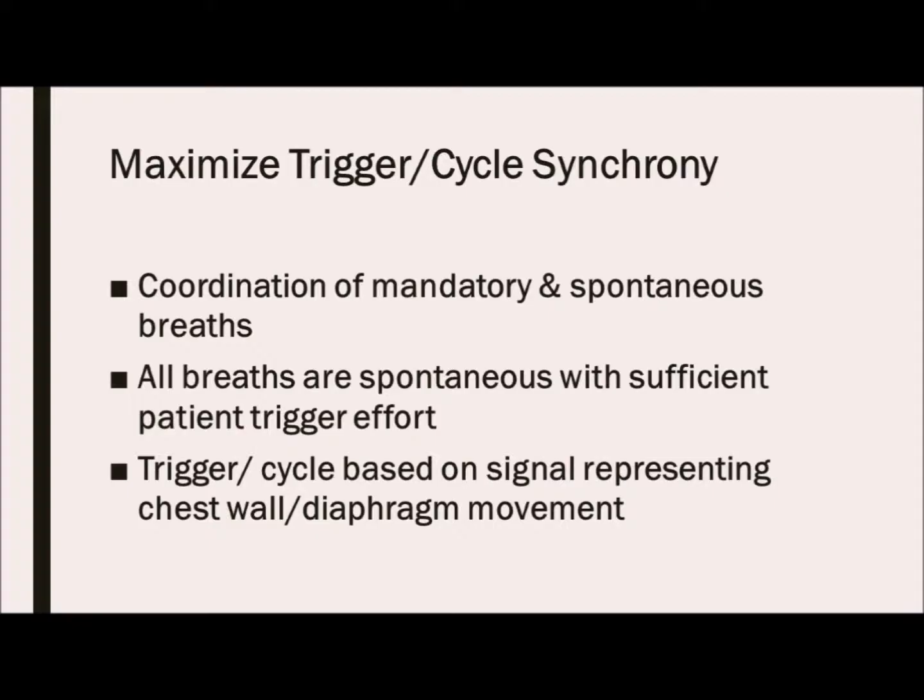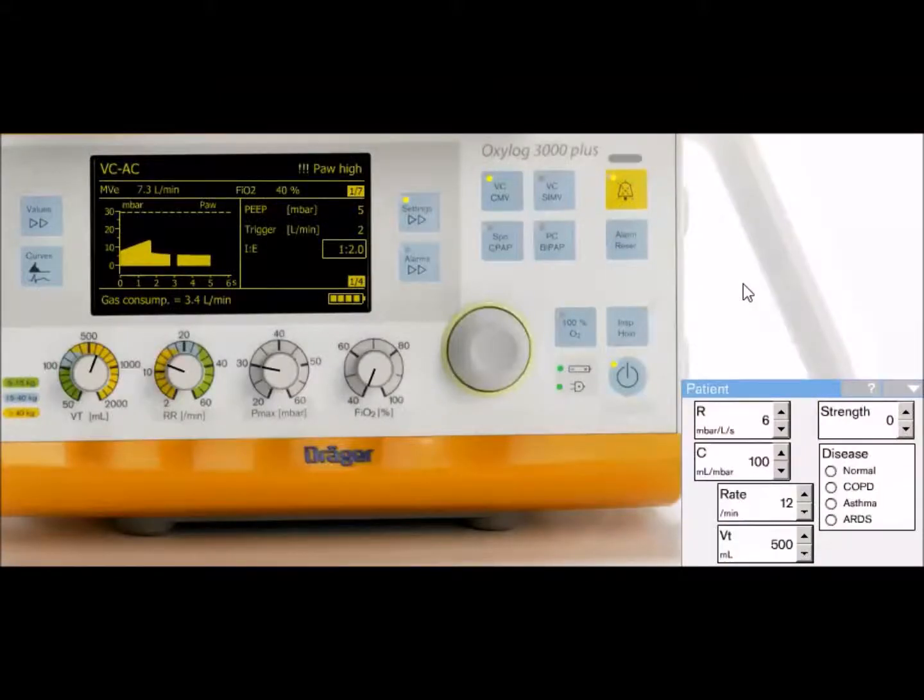Does your mode allow for the coordination of mandatory and spontaneous breaths? Are all breaths spontaneous with patient effort? And is trigger or cycle based on signal representing chest wall or diaphragm movement? Looking at the first aim with patient comfort, does the mode maximize trigger cycle synchrony? Now, one of these functionalities is, does it allow for the coordination of mandatory and spontaneous breaths?